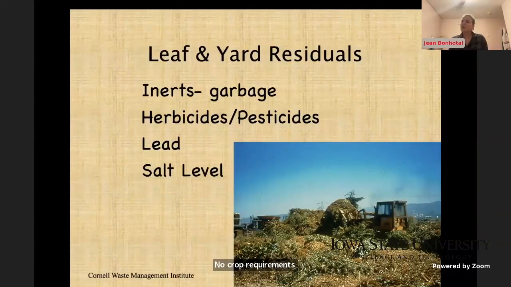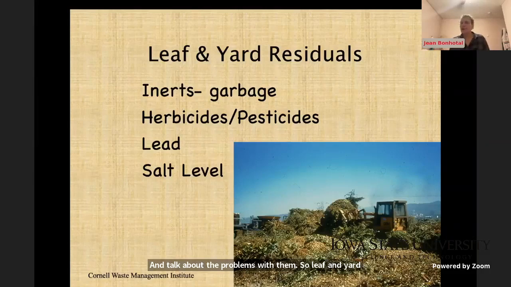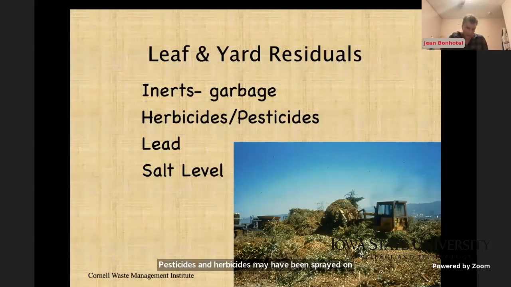So I'm going to go through the main feedstocks that we might have, and talk about the problems with them. So with leaf and yard waste residuals, we can have garbage in them. We might rake our leaves out to the curb and there may be manhole covers in them. There may be a dead animal in them. There might be any number of things. Glass is a problem. Pesticides and herbicides may have been sprayed on the leaves and the yard waste.